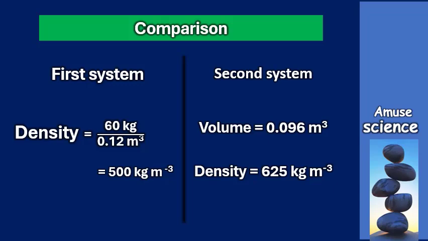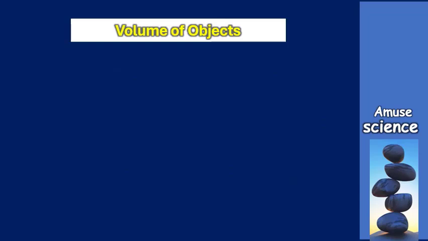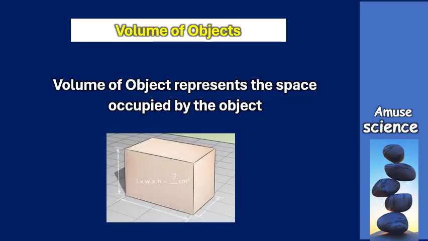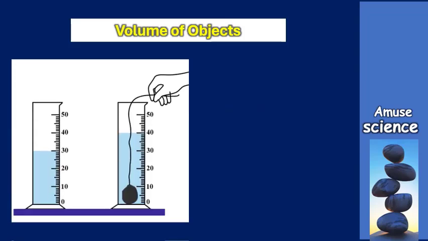Now let us focus our attention on the volume of objects. The volume of an object represents the space the object can occupy. Although for regular objects, the volume can be computed by taking the dimensions, we can equally use a measuring cylinder to take the volume of objects, especially irregular objects.